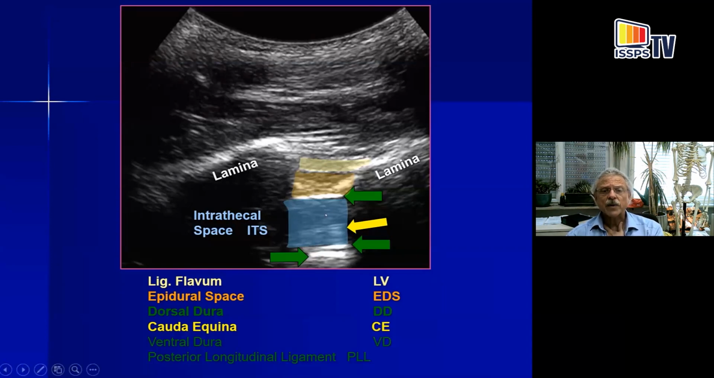But keep in mind the anatomy. Keep in mind that anatomy is different from L1 to sacral canal, and you can appreciate that by using ultrasound.